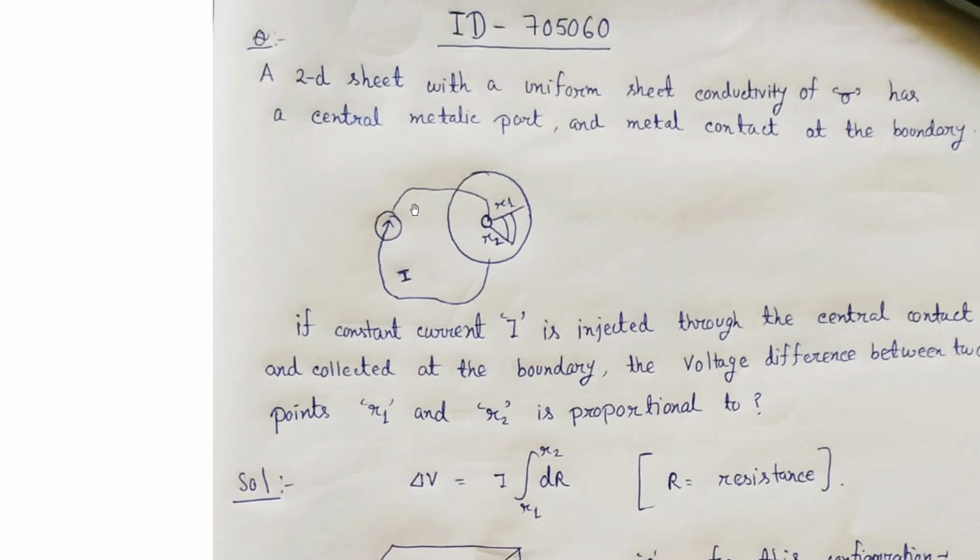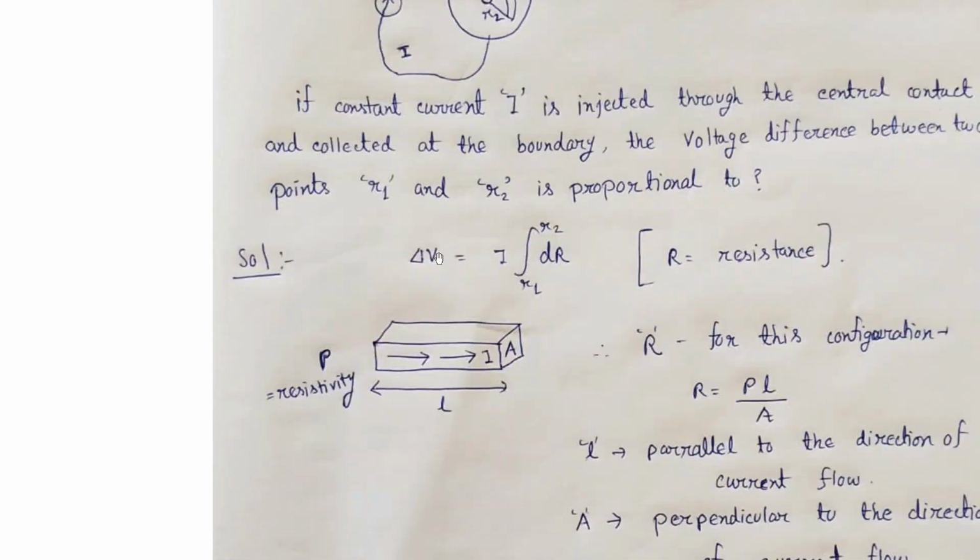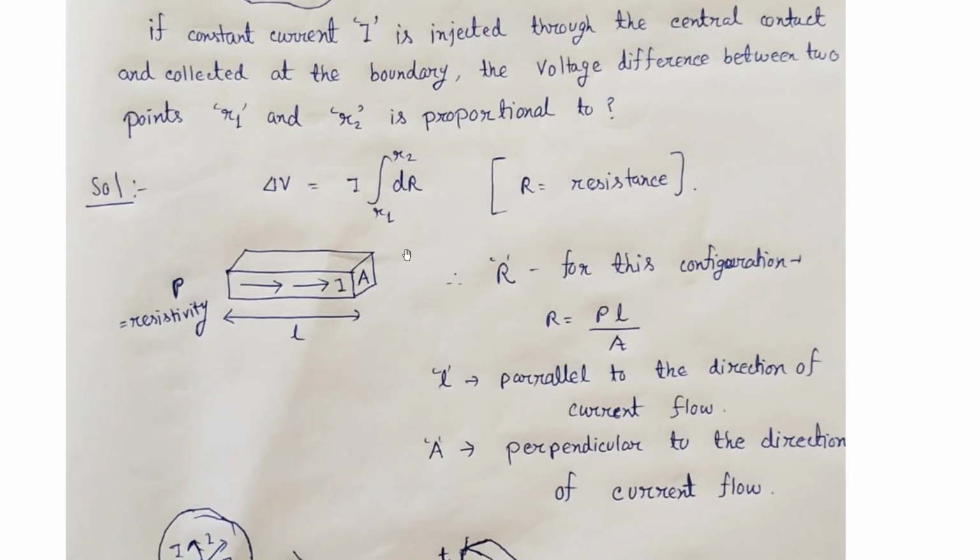So look at the picture carefully. When I is injected through this metallic contact, the current I flows through the sheet in every radial direction. Current will flow in this direction, and in this direction, in all directions through the sheet. So the first thing that came to my mind was the formula delta V, the voltage difference, is equal to I into the integration of dR, where R means resistance. So if you manage to calculate the resistance between the points R1 and R2, you will get the answer.